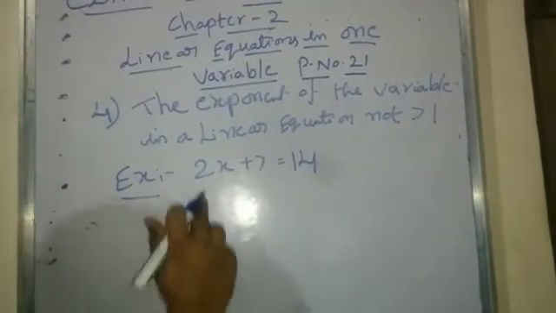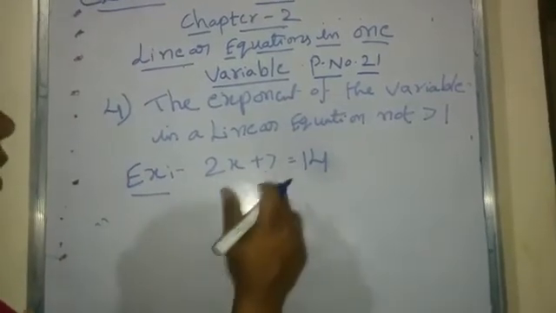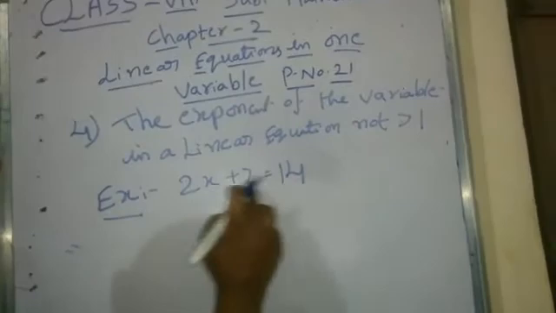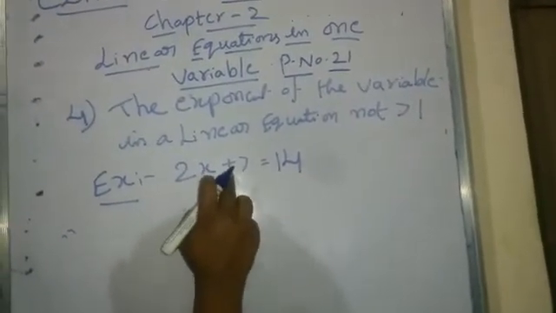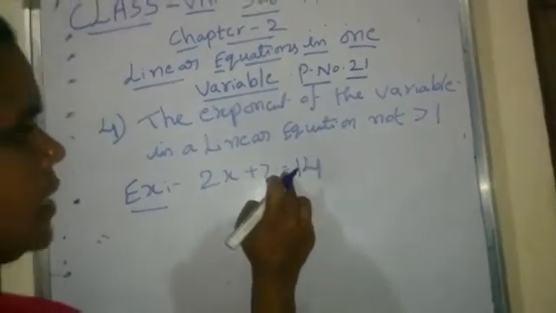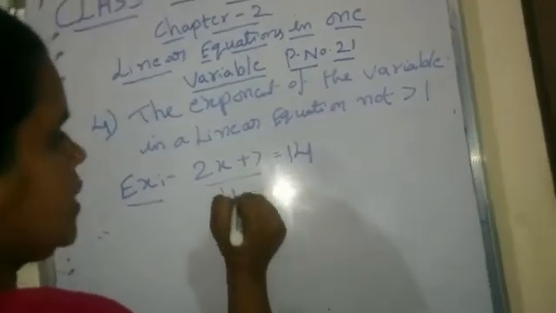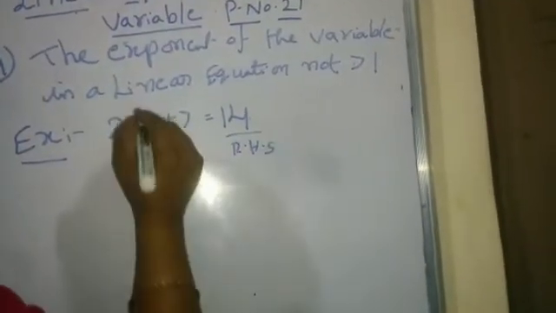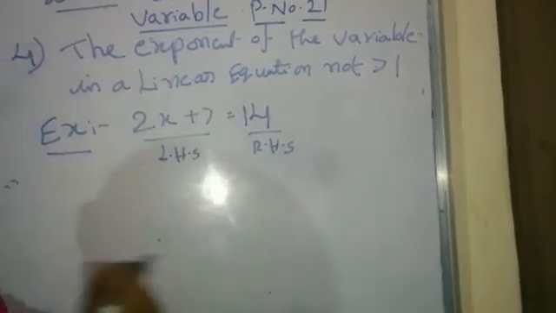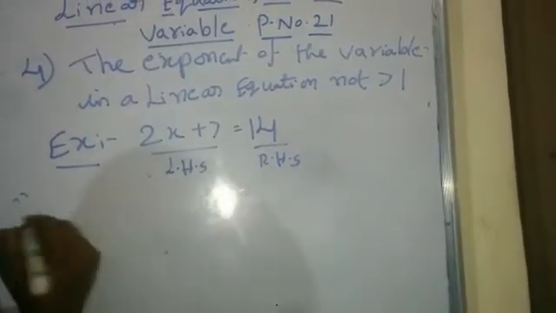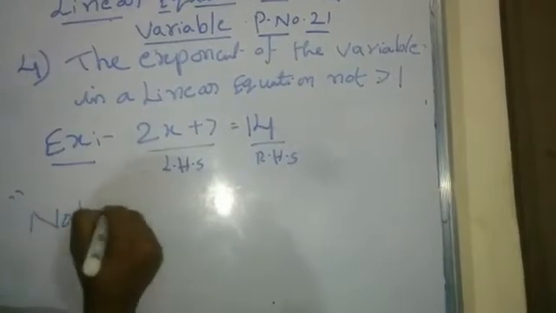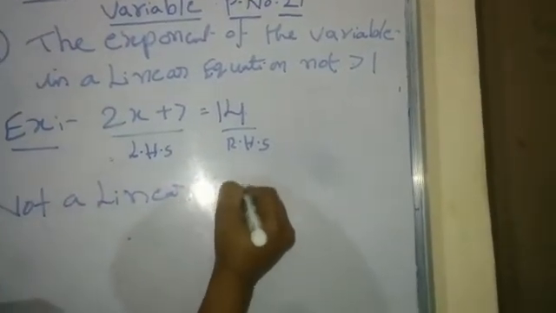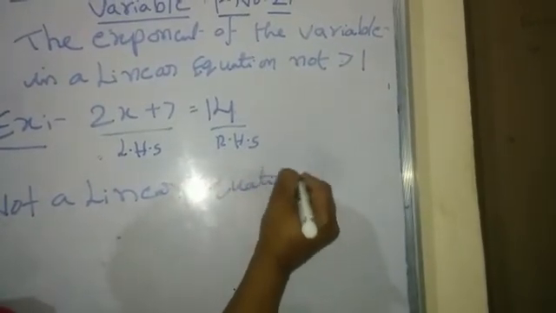Now see children, this is a linear equation. Already we discussed earlier: it has constants and variables with fundamental operations, addition, subtraction, multiplication and division. It has an equality sign. This side is called the LHS and this side is called the RHS. The exponent of the variable is not greater than 1. Now, what are the non-linear equations?